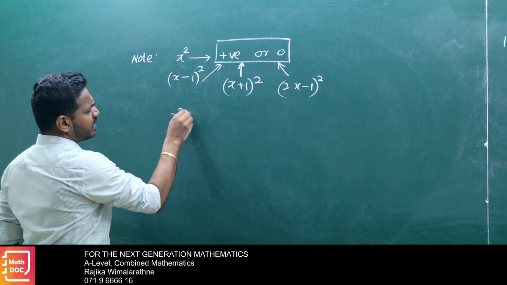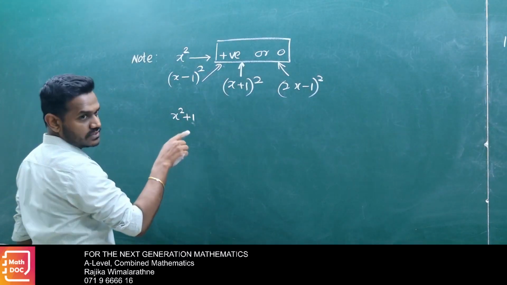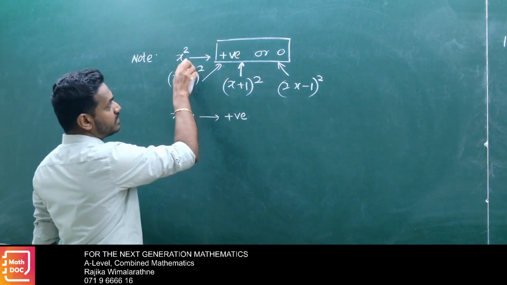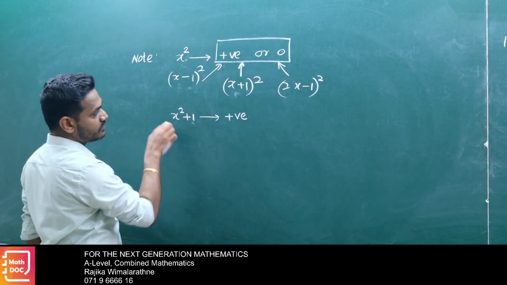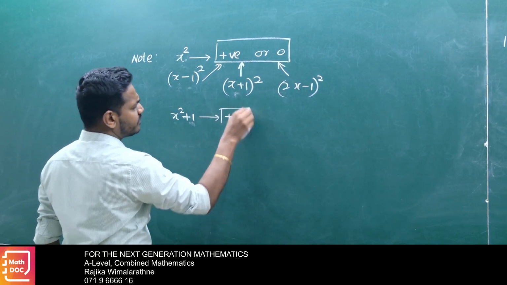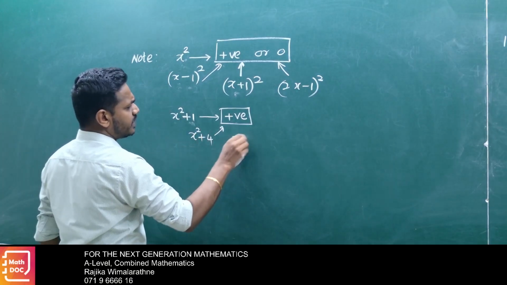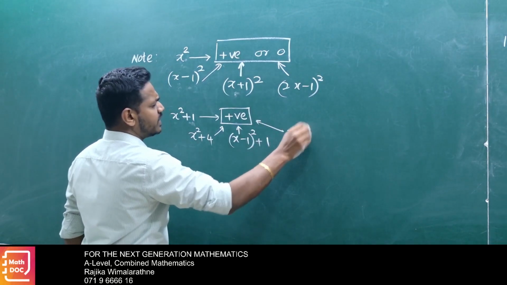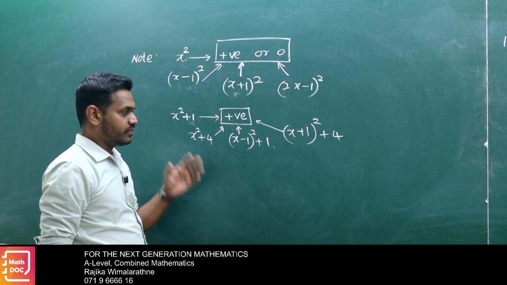Then you see x square plus 1: positive or 0 and an added positive value. Then surely this one is positive. But here, all are positive or 0, but we have added a constant positive value. That is positive. Then x squared plus 4, positive. X minus 1 square plus 1, positive. X plus 1 squared plus 4, positive. Then surely they are positive.